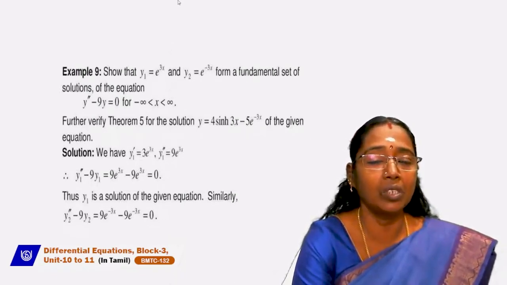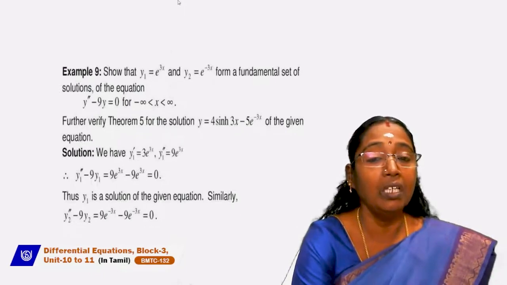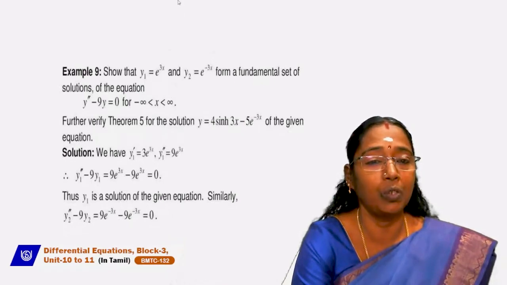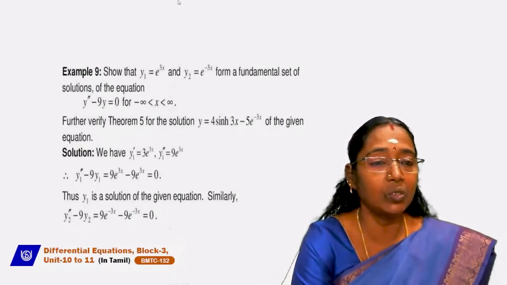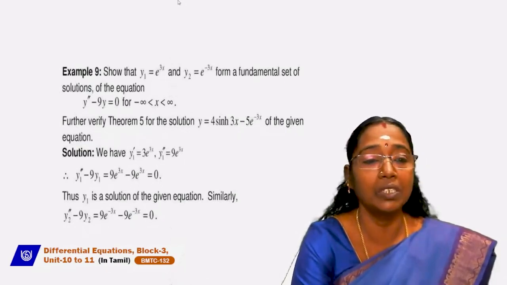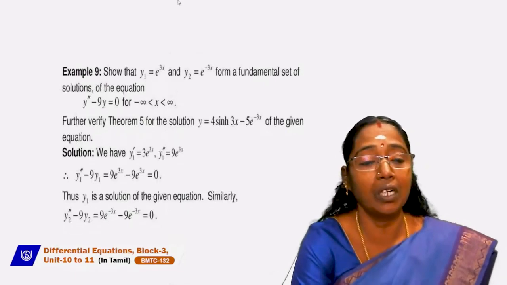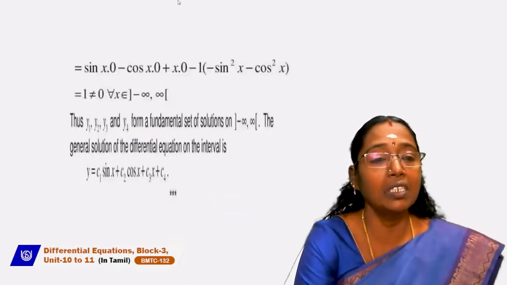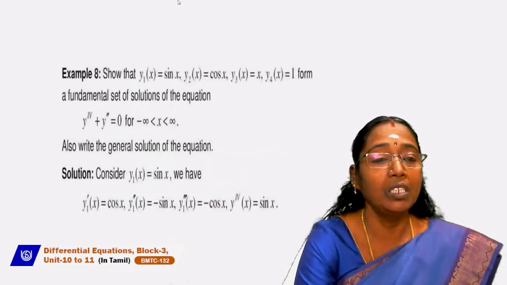In that way, you have to substitute y1, y2 and y3. If all three values satisfy the given differential equation, you have to substitute all these three values separately. You should not substitute at a time. First, you substitute a value for y1, then y2, and then y3 in the given differential equation. If all three functions satisfy the given differential equation, then you write a general solution. In this way, you find the solution.